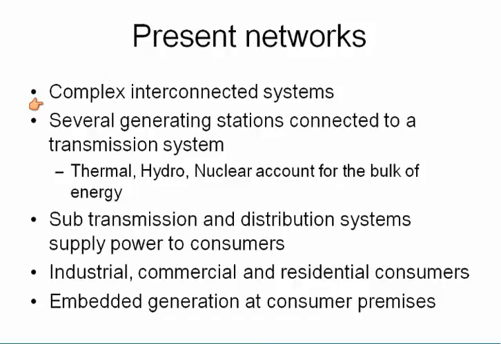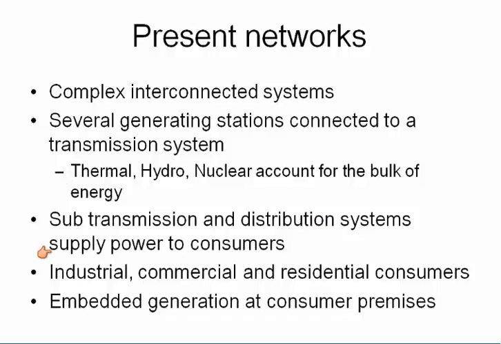Current networks are a complex interconnected system with several generating stations connected to a transmission system. Now the more common ones are thermal, you also have hydro, you have nuclear, which is a smaller proportion, possibly 5 to 10% of world generation, wind, solar and so on, geothermal, tidal, small proportions. Gas turbine also accounts for a fair bit. Gas, hydro, thermal, fossil fuel-based sources account for a fair bit.